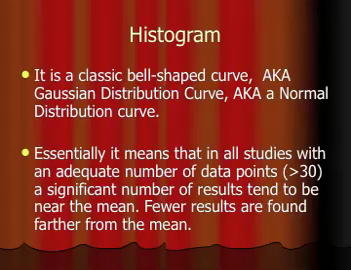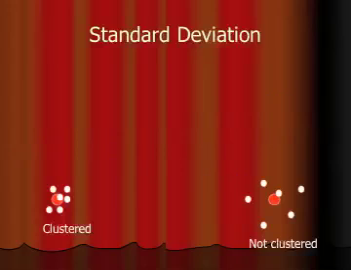Essentially, it means that in all studies with an adequate number of data points, that means all the experiments where you have more than 30 data points, okay, a significant number of results tend to be near the mean. That means if you're measuring a tree and you're measuring all the leaves, probably most of the leaves are going to be close to the mean. And there are going to be a few that are smaller, and a few that are larger. Okay, but it can give you graphically an idea of what the distribution of sizes is.